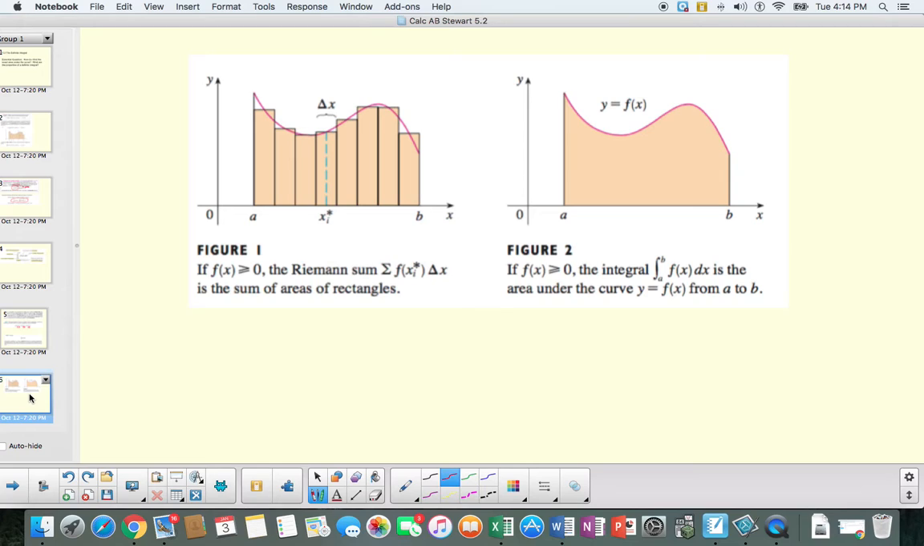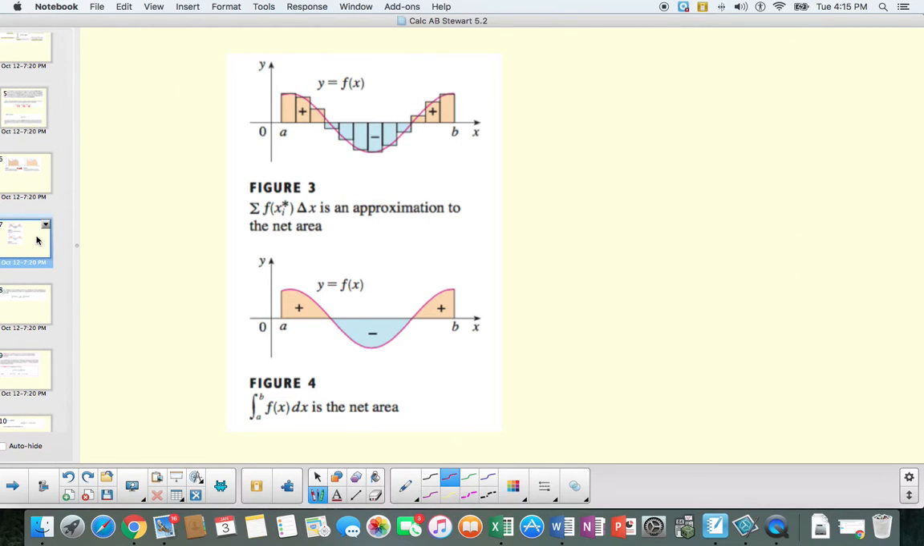Okay, visually, again, this is the difference between a Riemann sum and an integral. A Riemann sum is only going to be an approximation. It's the height of the rectangles times the width of the rectangles. And the integral is actually the exact area right here. So that's the difference between them. This has error, this one does not.